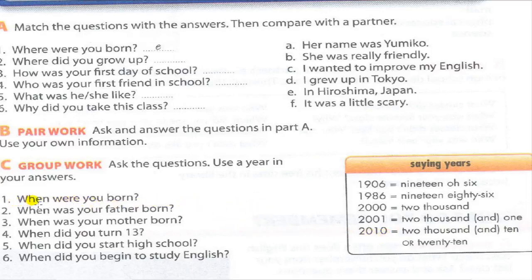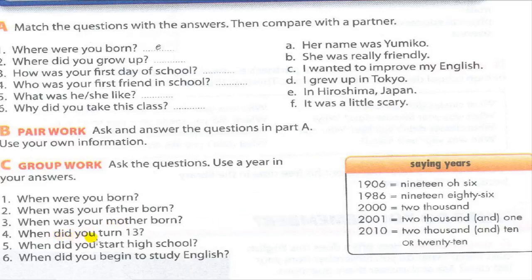1. When were you born? I was born in 1977. When was your father born? My father was born in 1934. When was your mother born? My mom was born in 1954.